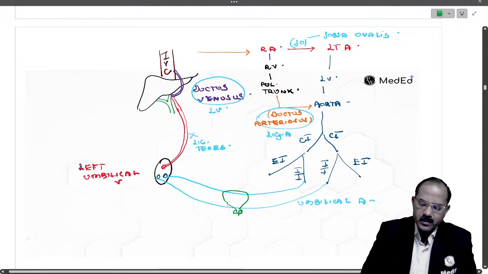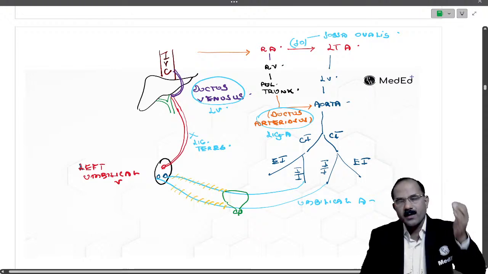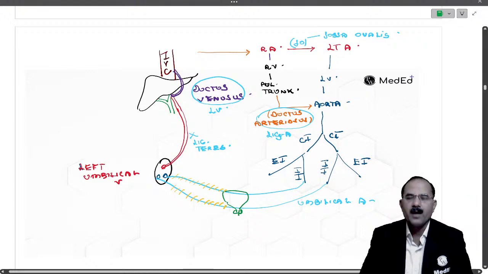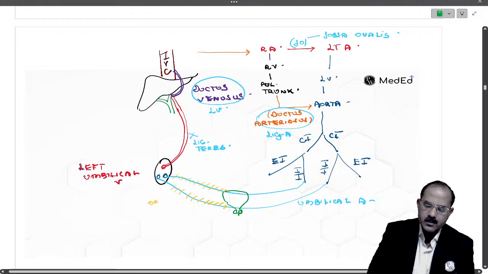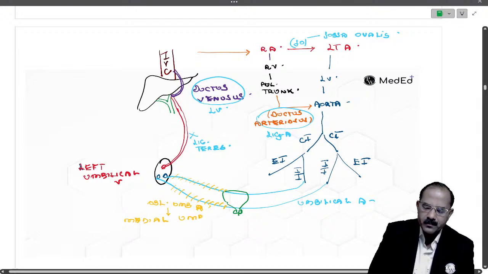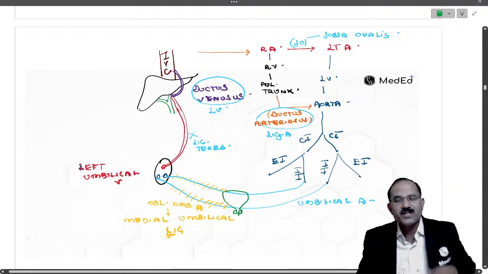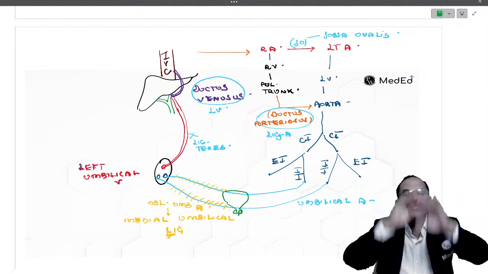And tell me now, the part of the umbilical artery from the urinary bladder to the umbilicus obliterates. This is what we call the obliterated artery, and this is what we call the medial umbilical ligament. This is not the urachus. This is the medial umbilical ligament, the same medial umbilical ligament which divides the Hesselbach's triangle into two parts.